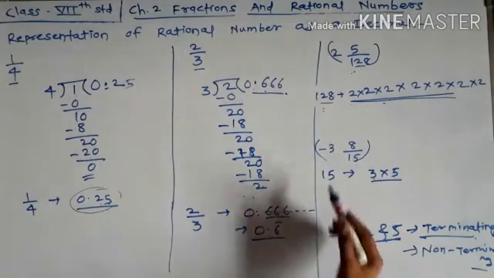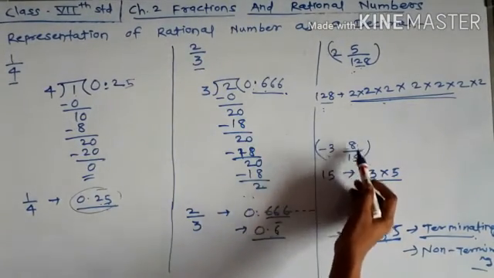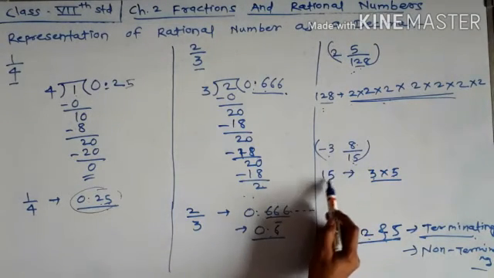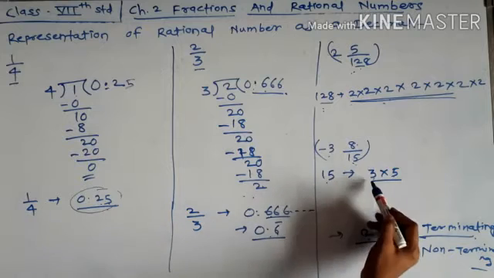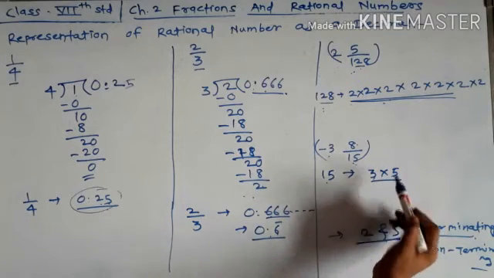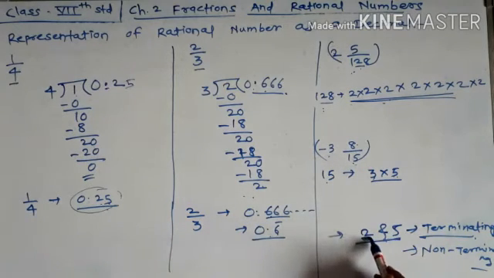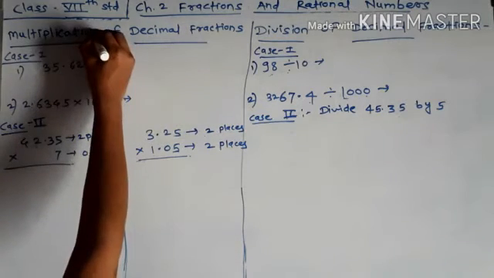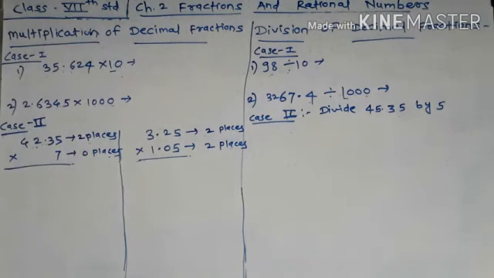Now in the second case, the rational number minus 38 upon 15. Here the denominator of the rational number is 15, which has the prime factors 3 and 5, which is other than 2. So therefore it will have the non-terminating decimal representation. Next we see the operations on decimal fractions. The first operation is multiplication of decimal fractions.